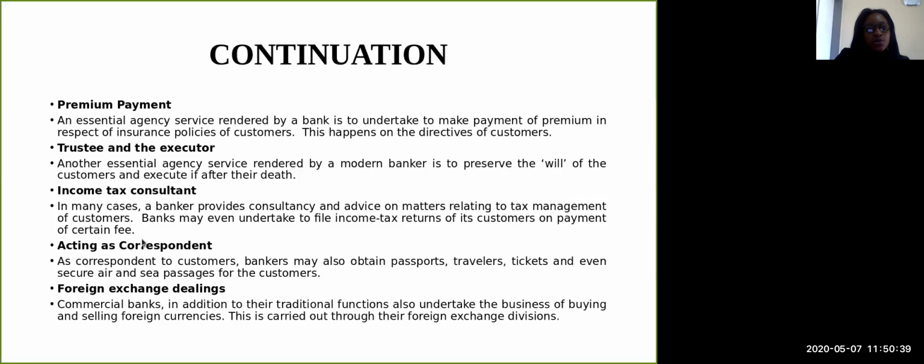And then the last one from the agency functions that the commercial banks perform for their customers is foreign exchange dealings. Commercial banks, in addition to their traditional functions, also undertake the business of buying and selling foreign currencies on behalf of customers. This is carried out through their foreign exchange divisions.